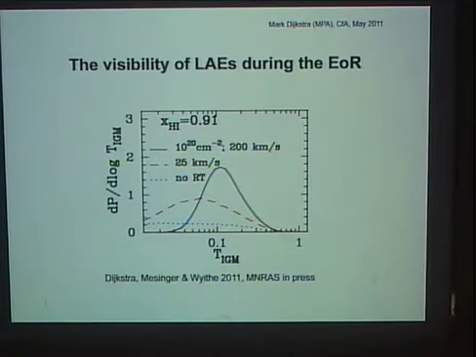Now what I've done is taken one of these spherical shell models with a hydrogen column density of 10 to the 20 and an outflow velocity of 25 kilometers per second. And you get a tremendous boost in the fraction of galaxies for which we see more than 10% of the radiation. And then what I've plotted also is if you crank up the velocity to 200 kilometers per second.